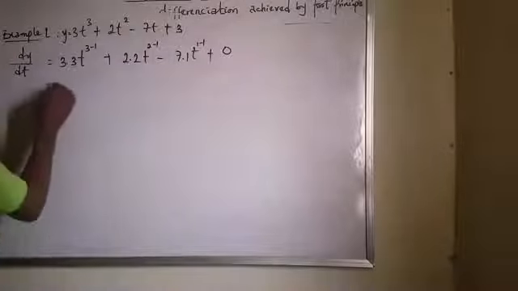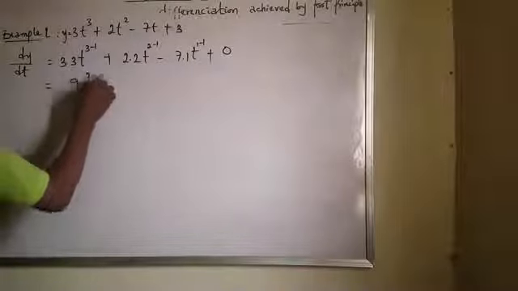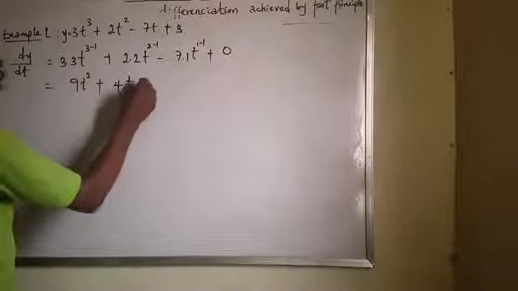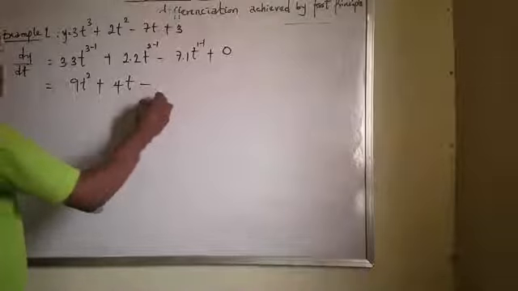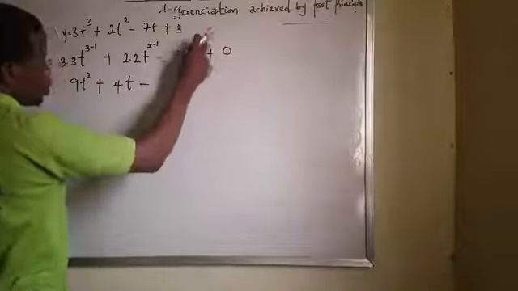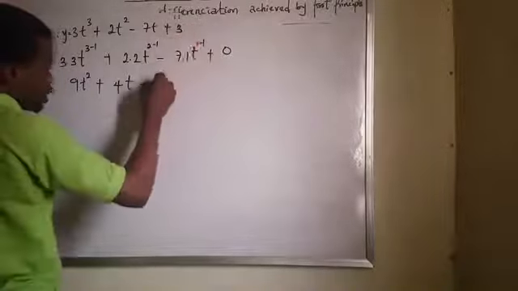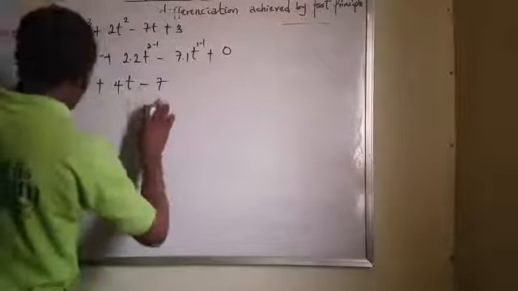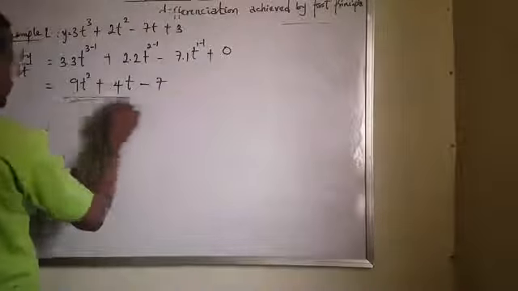So here we have what? 9t squared plus 4t minus, this is 1 minus 1 which is 0. t raised to the power 0 is still 1. So that is 7. So this becomes our derivative.